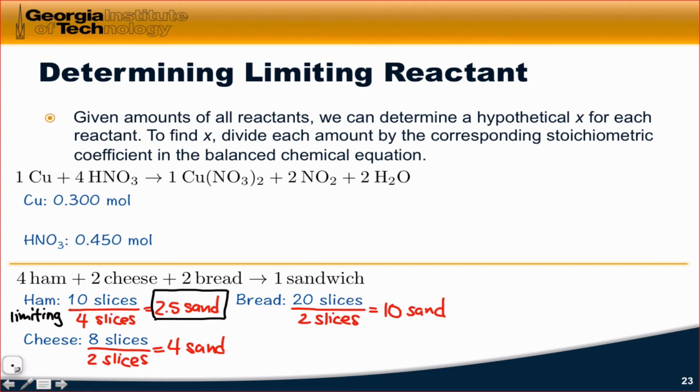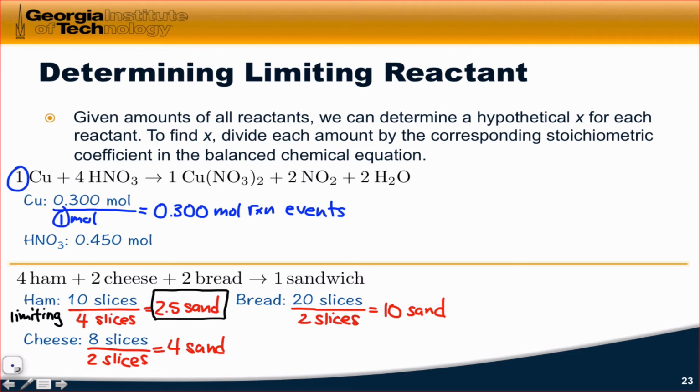Now let's apply the exact same idea to the reaction of copper and nitric acid above. We've got 0.3 moles of copper, and we need 1 mole of copper for every mole of reaction events. So to calculate the moles of reaction events that copper can engage in here, we simply divide by 1 mole. This 1 here matches the stoichiometric coefficient that's right here, a 1 in front of the copper. And so we can get 0.3 moles of reaction events from the 0.3 moles of copper that we've got.